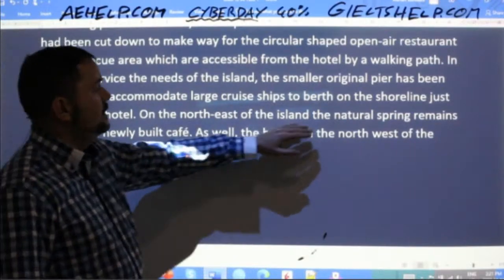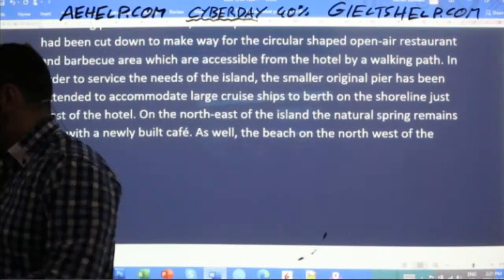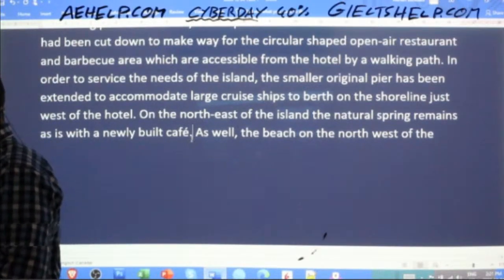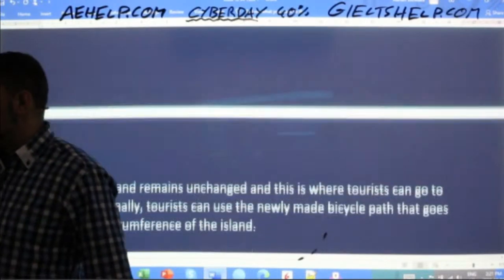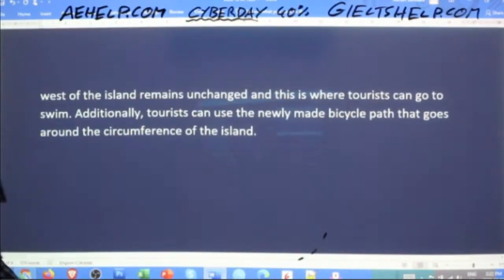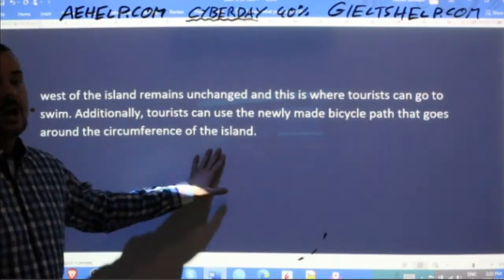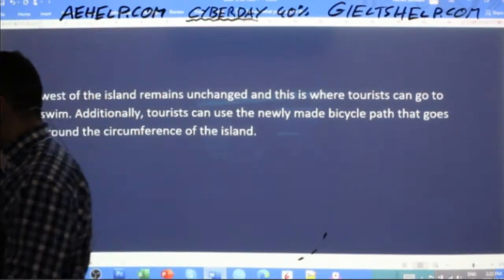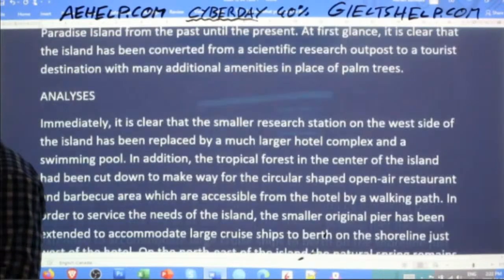On the northeast of the island, the natural spring remains as is with a newly built cafe. And if I really want to get that lookout in there, lookout. As well, the beach on the northwest of the island remains unchanged, and this is where tourists can go to swim. Additionally, tourists can use the newly made bicycle path that goes around the circumference of the island. Okay, here we go. I want to get to one more point here, the summary. I'd like to see how you summarize this analysis of Paradise Island from past to present.